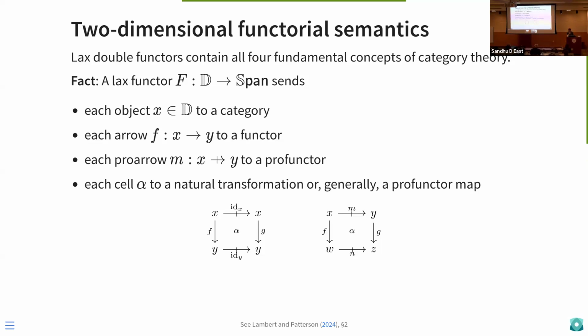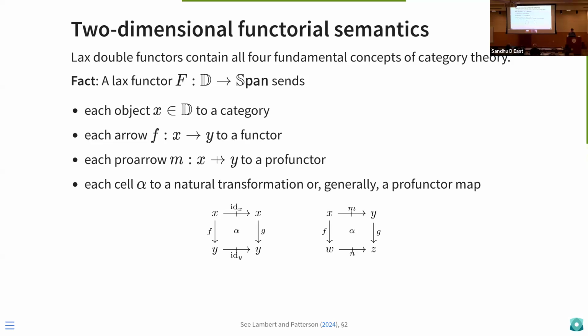And I just want to say one more thing, to give a little bit more intuition about why this is a natural approach to be taking. So I was previously explaining how lax functors contain within them the concept of a category.